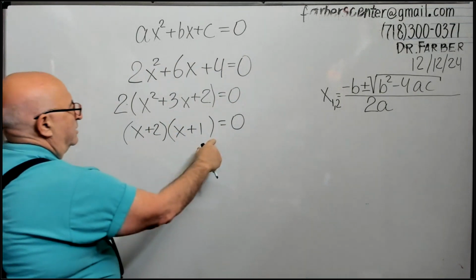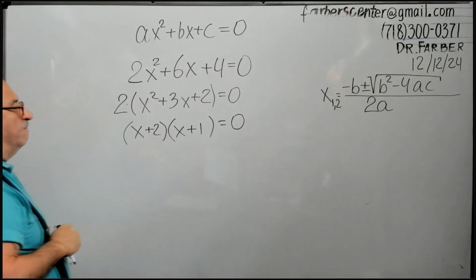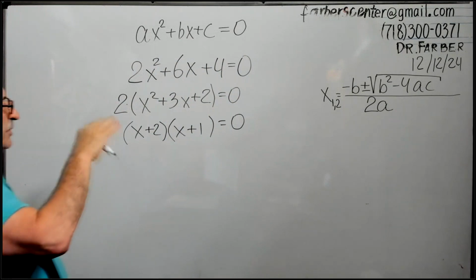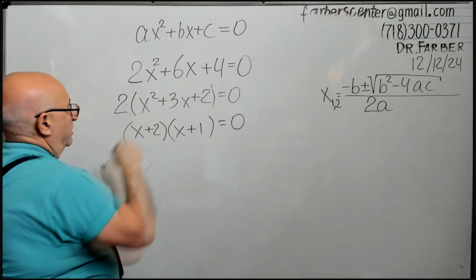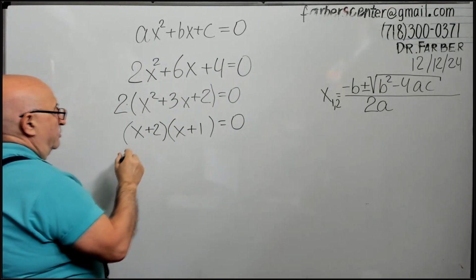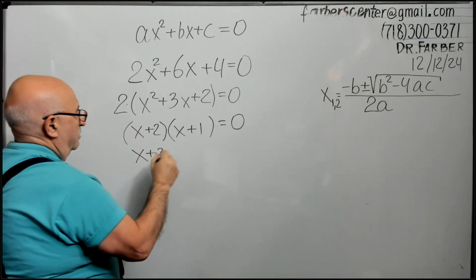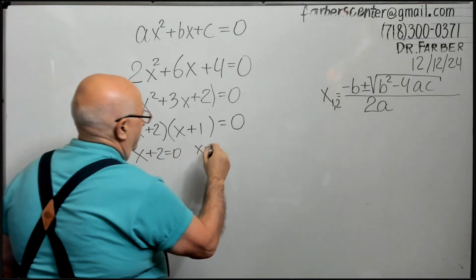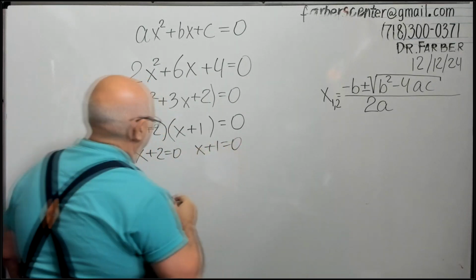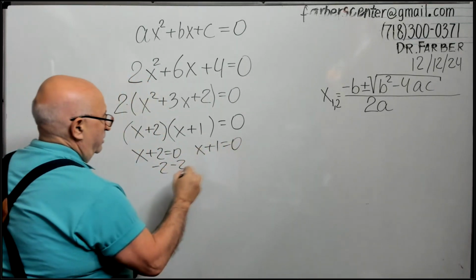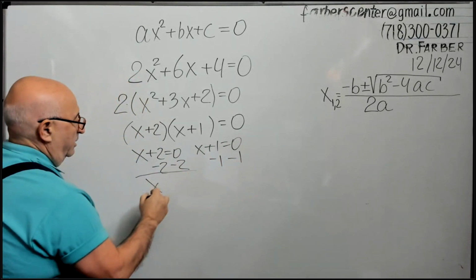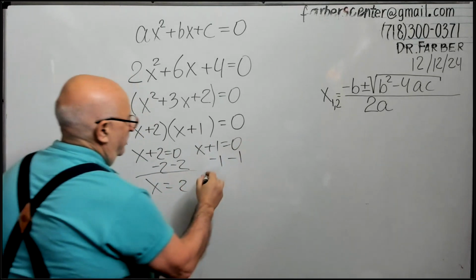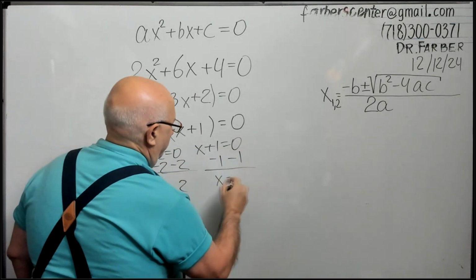Now when you factorize, you decrease the level of this equation from quadratic to linear equations. A product equals 0 when each of these equals 0. Minus 2 and minus 2, minus 1 and minus 1. x equals negative 2, or x equals negative 1.